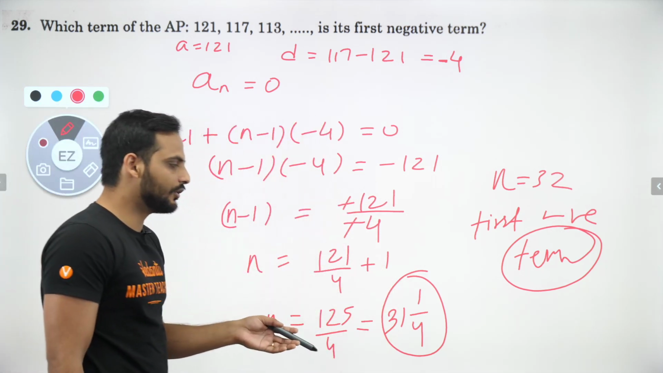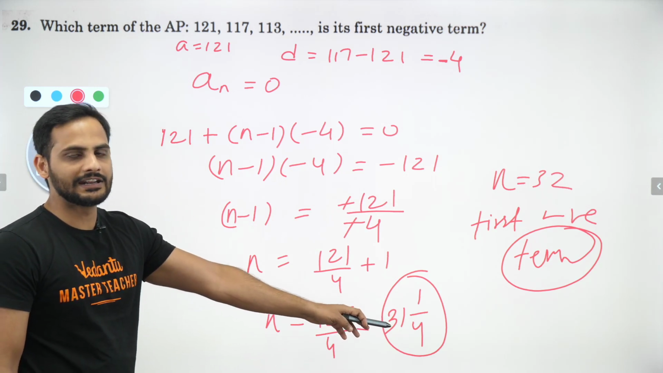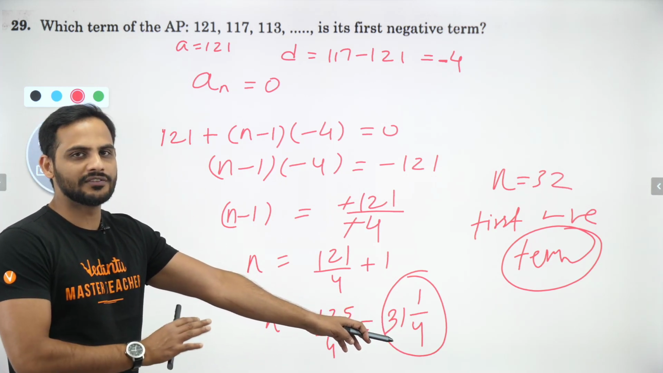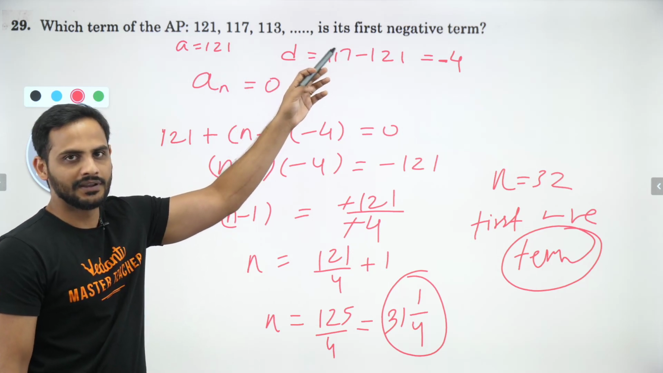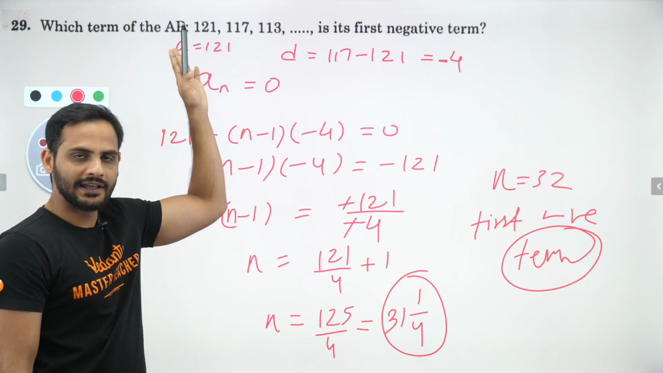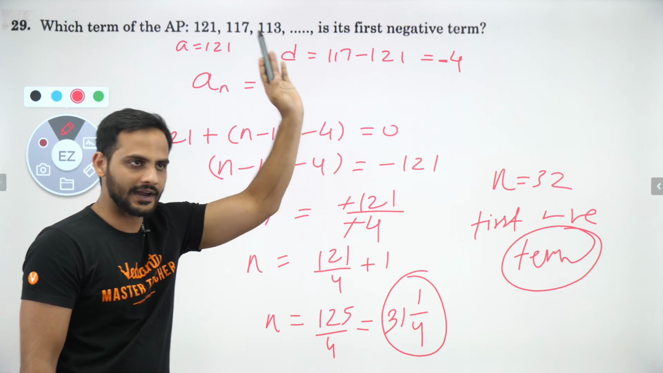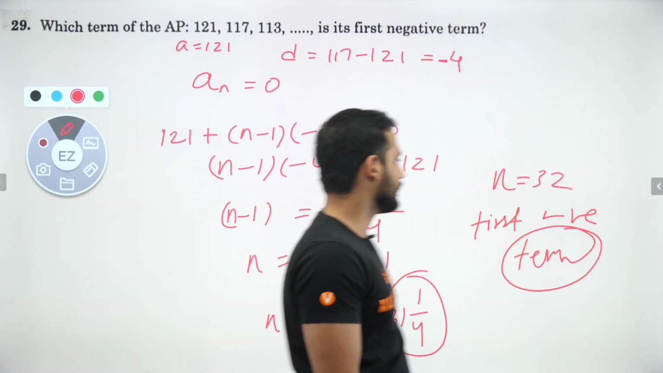Okay? We will check for 0. We saw that 0 is coming at 31 1 by 4. It is just telling you that actually 0 will not come in this AP. So the 31st term will be positive and then the 32nd term will be negative.